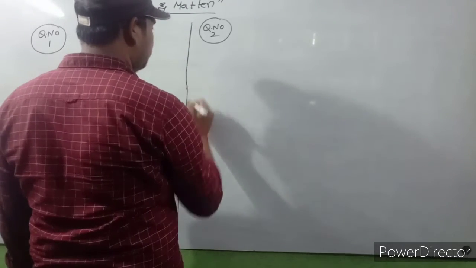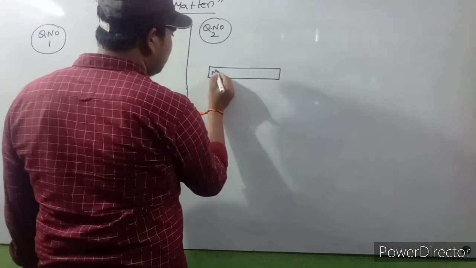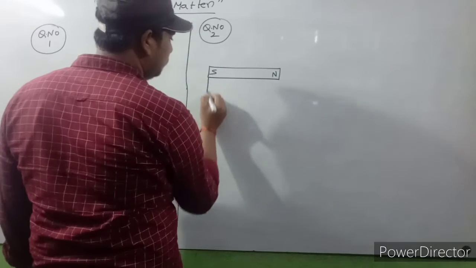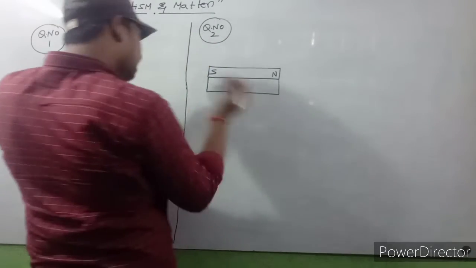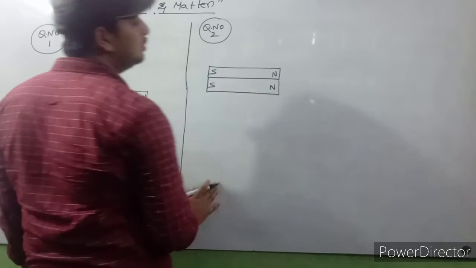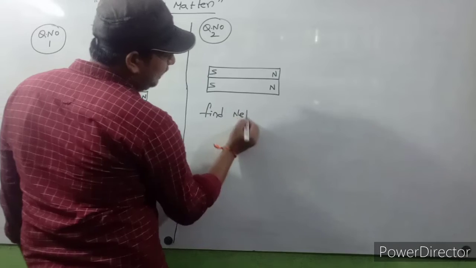Question number 2. Here it is a south pole, here north pole. I place on another bar magnet. So this bar magnet has south pole, north pole. Find net magnetic moment.